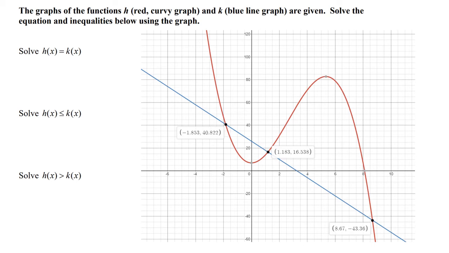In this last example, we will solve three statements. We're going to solve h of x equals k of x, h of x is less than or equal to k of x, and h of x is greater than k of x. And we're going to solve using the graph of the two functions.